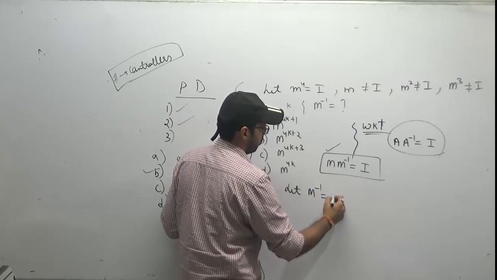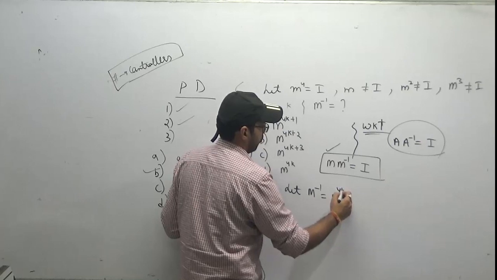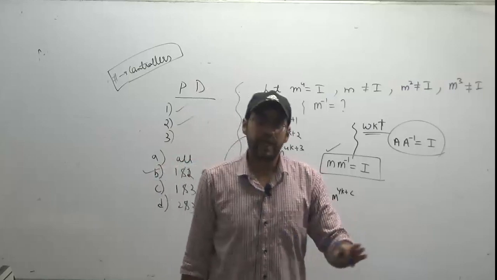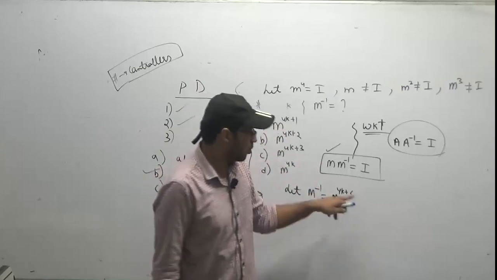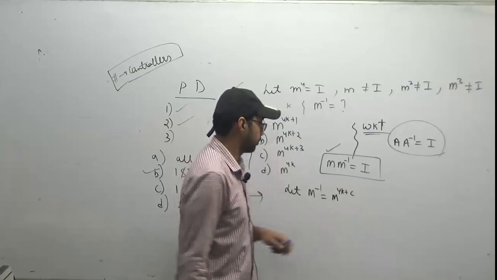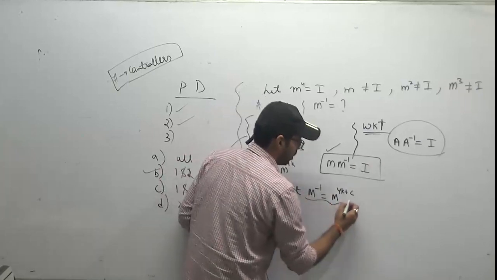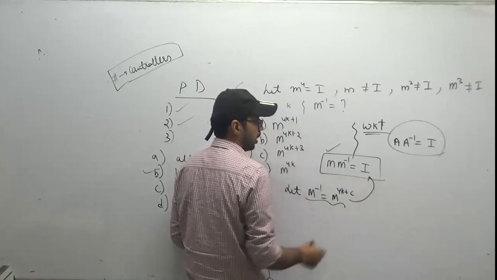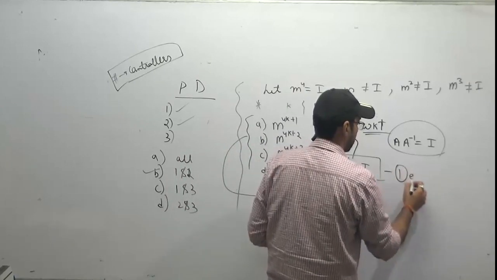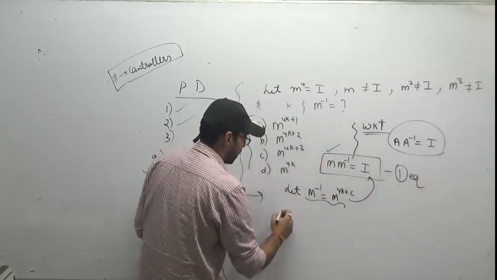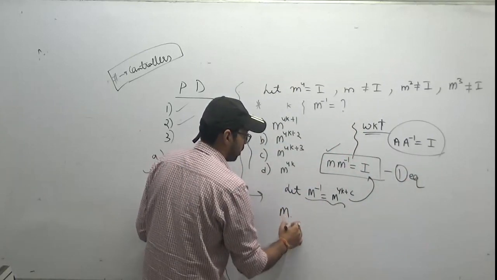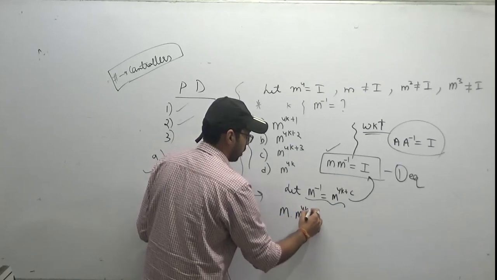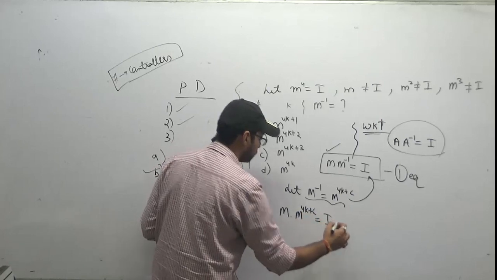M inverse is equal to M power 4k plus C. C stands for any number. It can be 0, 1, 2, 3 and we have to calculate this thing. Right. Now we know this thing. Put the value of M inverse in this particular equation. Let this equation be equation 1. So from here I can say that M into M power 4k plus C is equal to I.